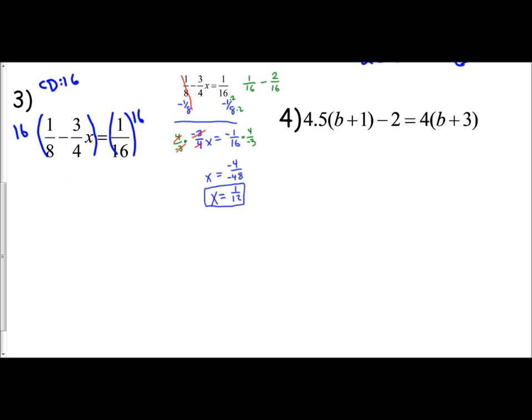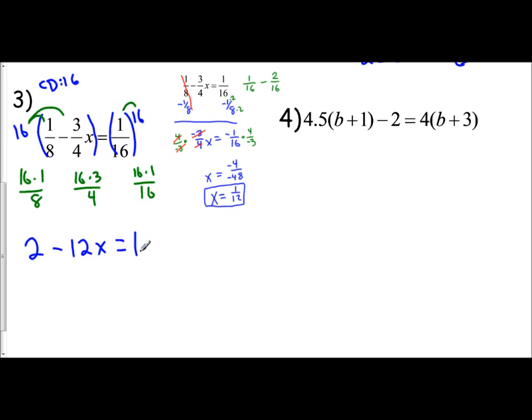And so when I distribute that in, you're going to take 16 times 1 and then divide by 8, which gives us 2. You're going to take 16 times 3, divide by 4. So 16 times 3 is 48, divided by 4 is 12. So I have minus 12x. And then I'm going to do 16 times 1, divided by 16, which is just 16 divided by 16. So that gives me 1.